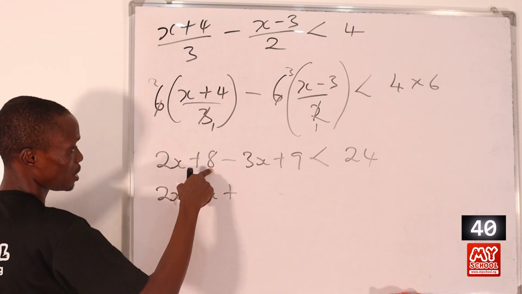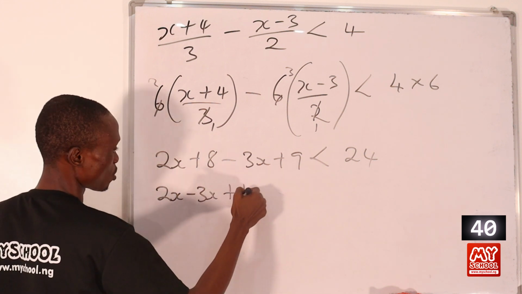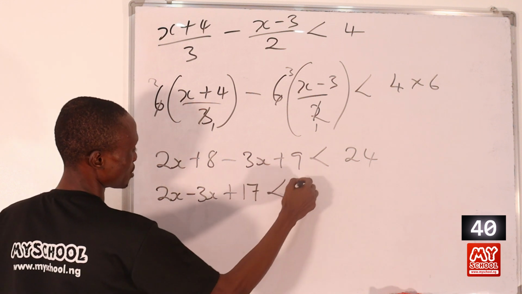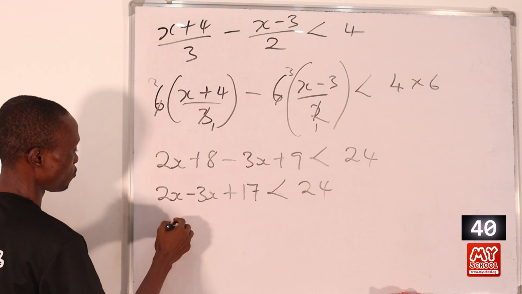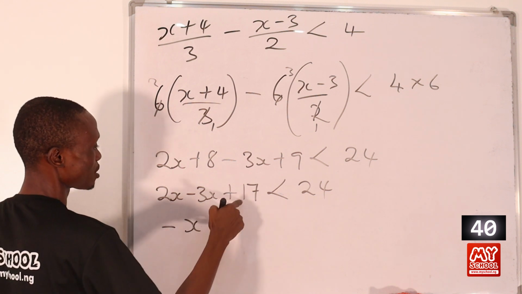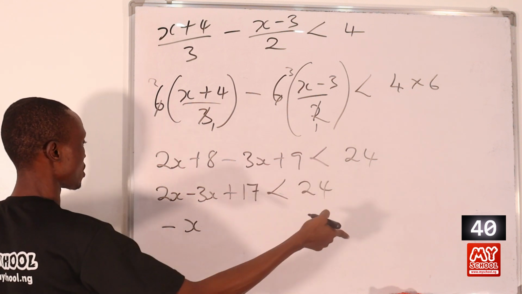Okay, so if we collect like terms, we'll be having 2x minus 3x, then plus, of course, 8 plus 9 is 17. So here we'll be having 17 is less than 24. Okay, so 2x minus 3x, that will leave us with minus x. Then this plus 17 will move it to the other side of the equation.